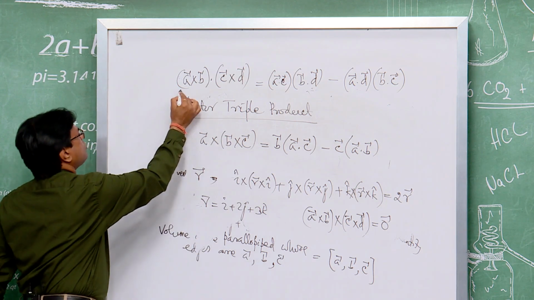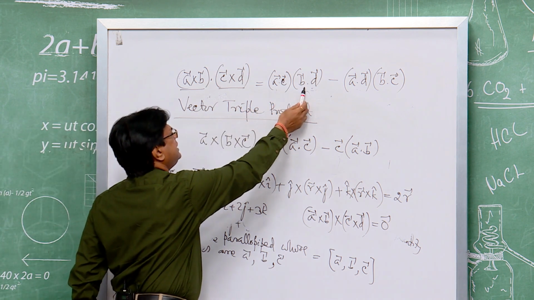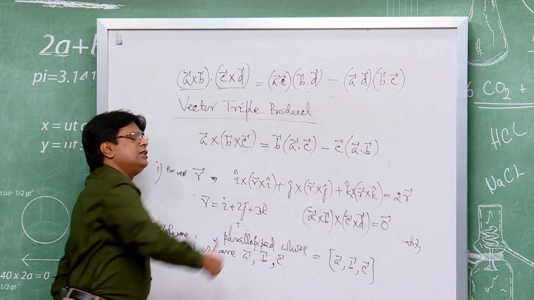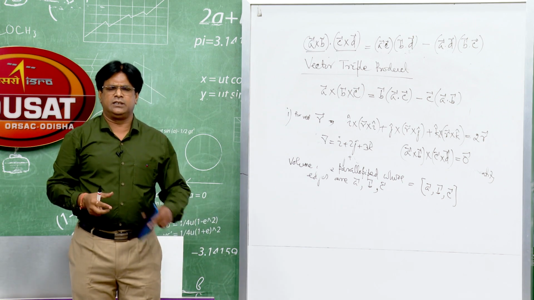So, this is a vector quantity, this is a vector quantity. Dot product means that it is a scalar quantity. Here is a scalar quantity, this is also scalar, this is also scalar. The two scalars, when subtracted, again give the result as a scalar quantity.